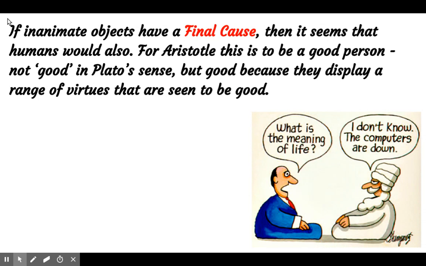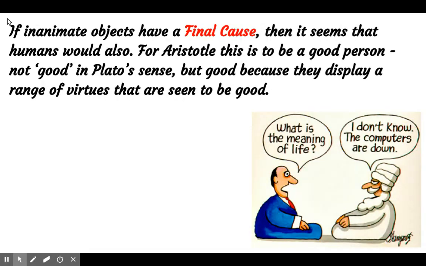Okay, so if inanimate objects have a final cause, then for Aristotle it seems that humans would also. Aristotle looks at human beings and says, look, they're made up of component parts, just like houses. For example, you have eyebrows and eyelashes to keep the dust from your eyes, etc. You have hair because that keeps you warm in the winter, etc. But he actually also believes that human beings as a whole have a final cause.